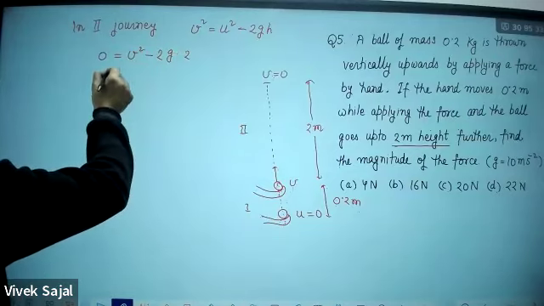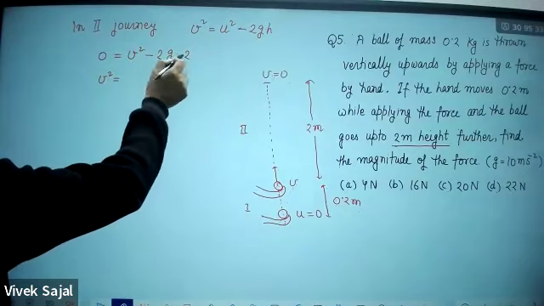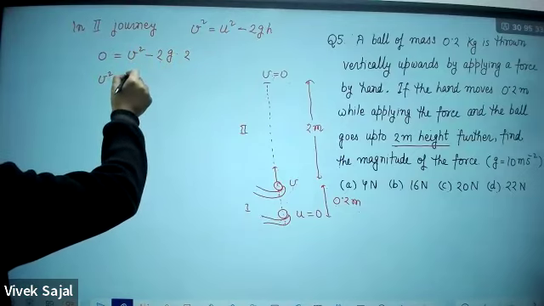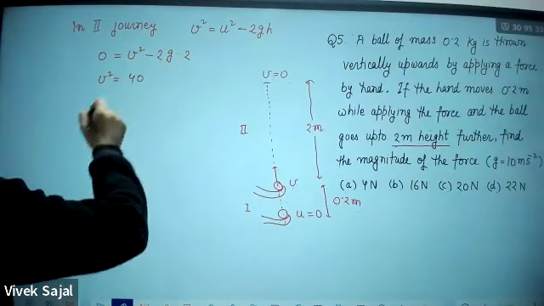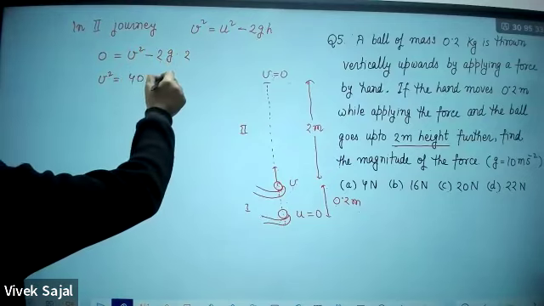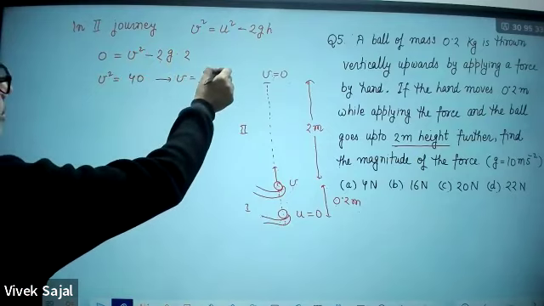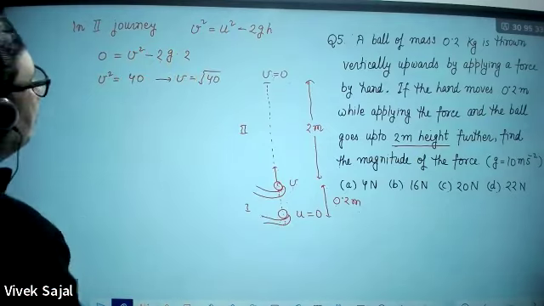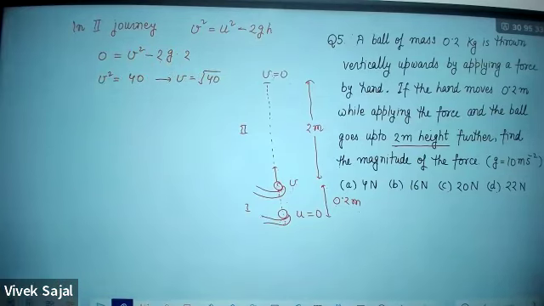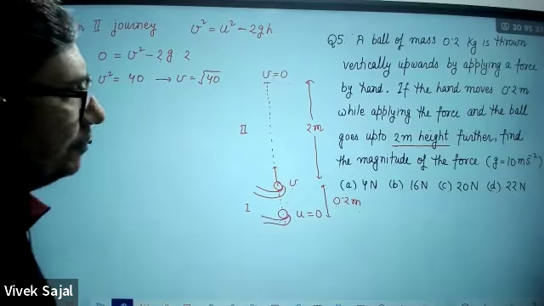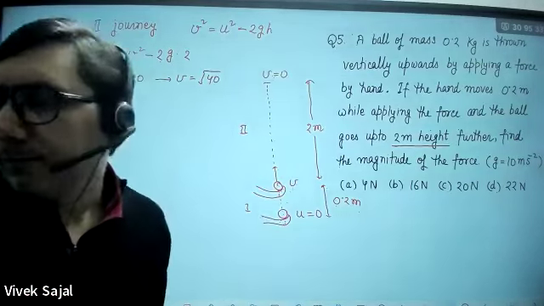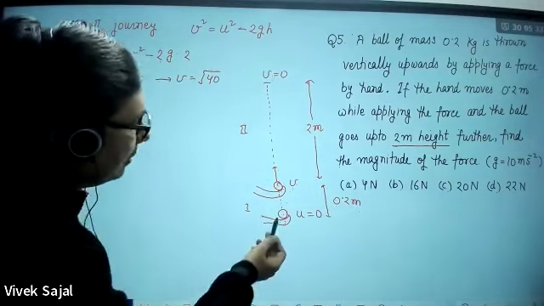So this v square is equal to 4 into 10. This will be 40. So what will be v here? v will be root of 40 meter per second. Is it okay up to this point? Yes, sir. Now consider this part.